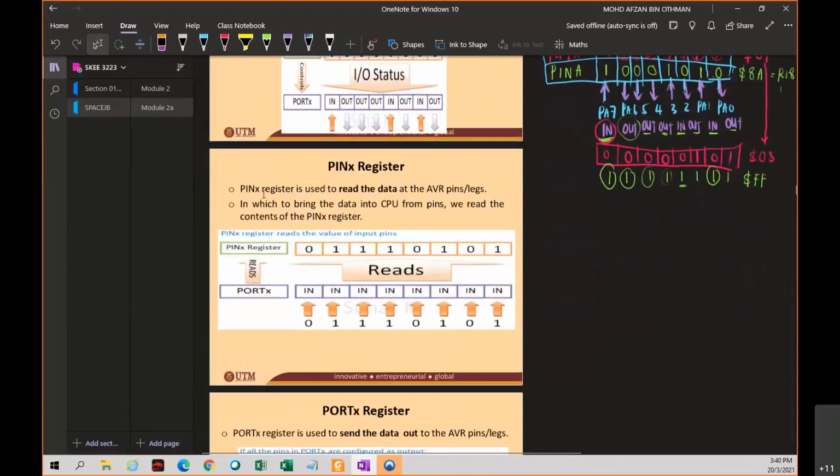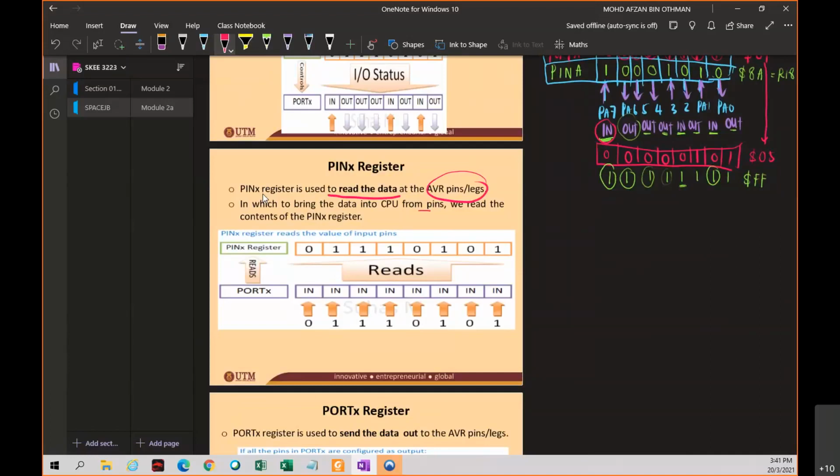Okey, so this pin register is used to read data at the AVR pin. Okey, nak baca data daripada AVR pin. Okey, daripada kaki ni kita nak baca masuk ke dalam CPU. Okay, in which to bring the data into CPU from pin, we read the content of the pin X register. Okay, so everything yang kamu masukkan daripada sini, selalunya kalau kita jadikan dia input, kita akan sambung kepada switch lah. Kalau kita jadikan dia output, kita akan sambung kepada LEDs. So every time you press the switches here, akan masuk ke dalam pin A register.